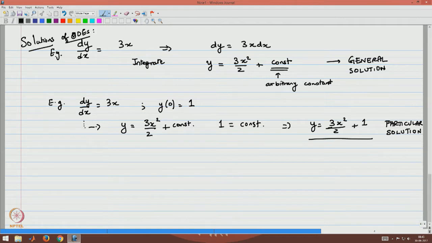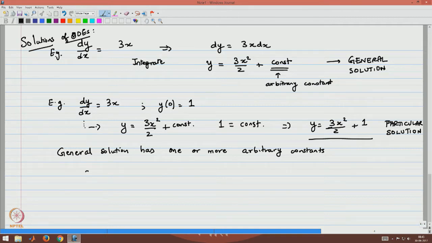Okay. So, the solution of an ODE, you can either have a general solution or a particular solution. What you should keep in mind is that the general solution has one or more arbitrary constants, whereas a particular solution has no arbitrary constants. Now, when will it have? Here we saw that it has one arbitrary constant. When can you have more than one arbitrary constant?